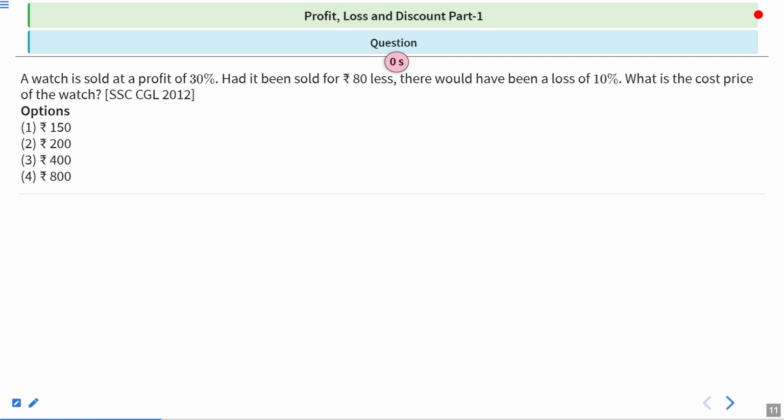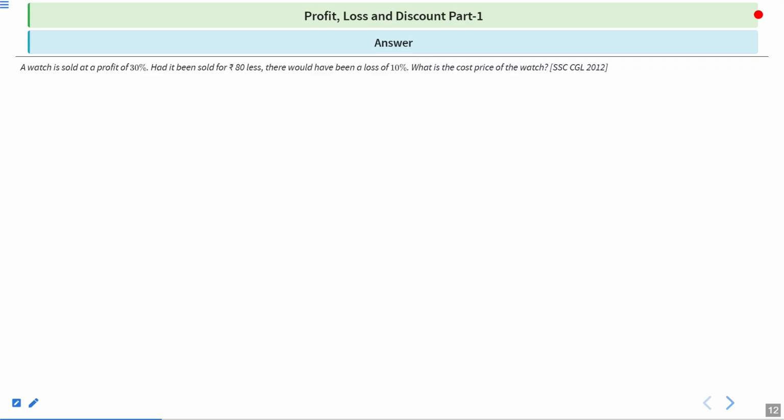Now time's up. Let's see the solution of this question. The question says that a watch is sold at a profit of 30%. What it means is, if the cost price of the watch is 100, it can be sold at 130 rupees. So had it been sold at 80 rupees less, the question says there would have been a loss of 10%. So what is the cost price of the watch? The correct answer of this question is B, which is 200 rupees.